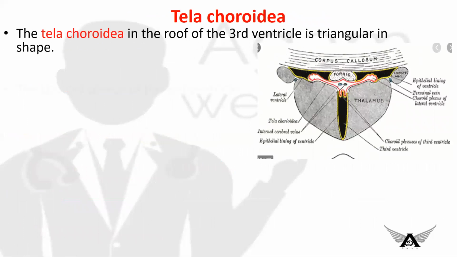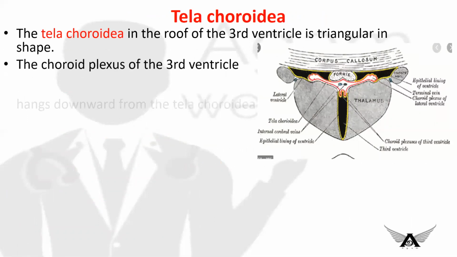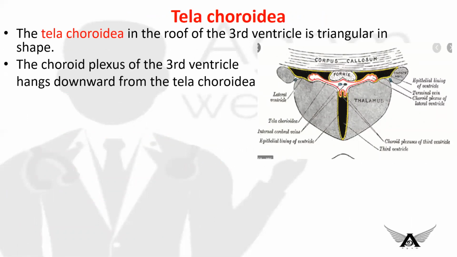Now we will look for the Tela choroidea. See, Tela choroidea has this one choroidal plexus. The Tela choroidea in the roof of the third ventricle is triangular in shape. See, this one is the lateral ventricle. This one is the thalamus. This one is the choroid plexus of the third ventricle. We will study more about choroid plexus and Tela choroidea.